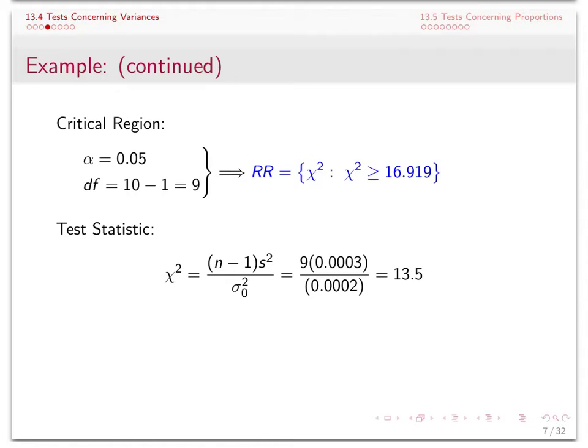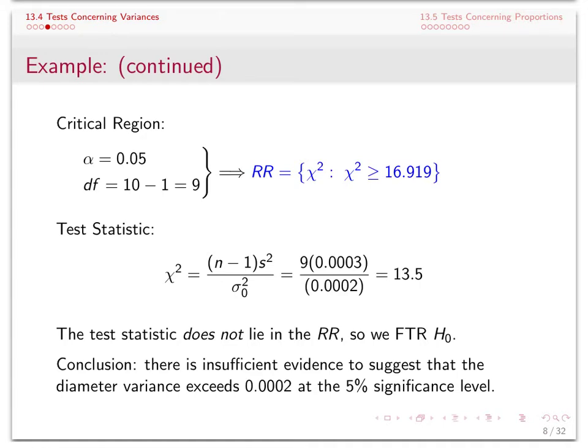This value is not in the rejection region, so we're going to fail to reject the null hypothesis, which means at this time there's insufficient evidence to suggest that the diameter variance exceeds 0.0002 at the 5% significance level.